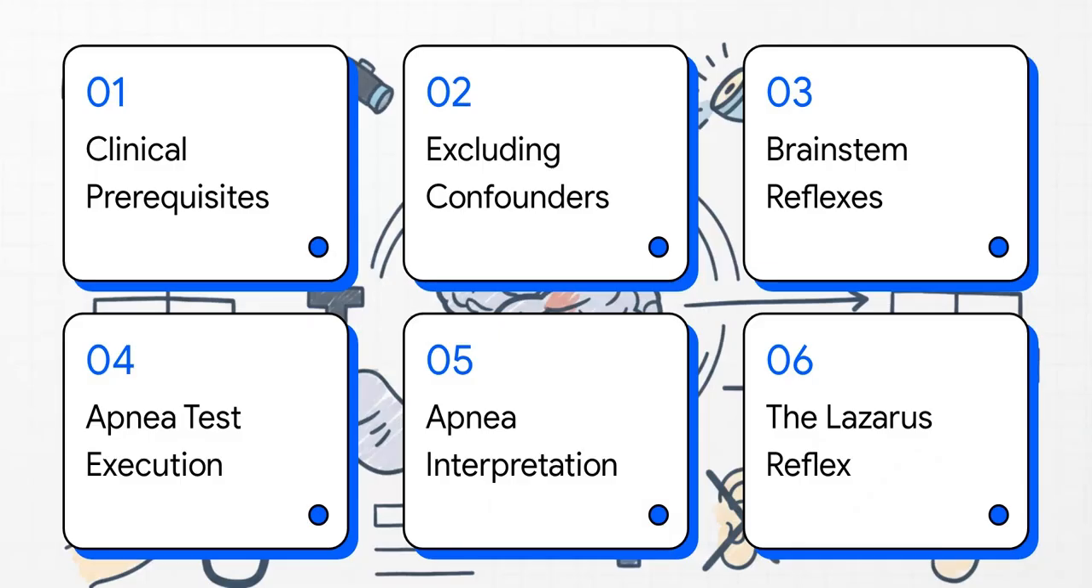Okay, so here's our roadmap. We'll be looking at a top-down clinical algorithm, moving through the clinical prerequisites, excluding confounders, mapping out the brainstem reflexes, and then the execution and interpretation of the apnea test. Finally, we'll wrap up with the Lazarus reflex.